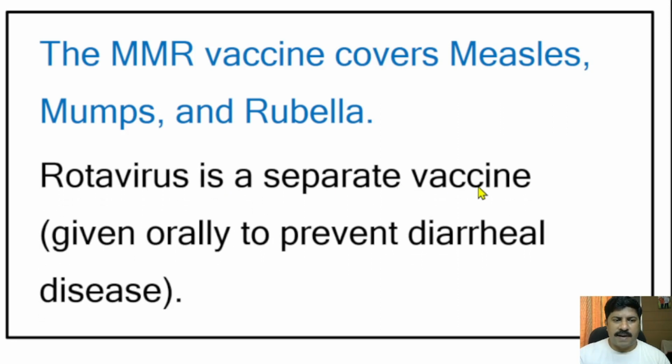Rotavirus is a separate vaccine given orally to prevent diarrheal disease, but it is not included in the immunization schedule in most countries. But in some countries, it is given as a part of routine immunization.